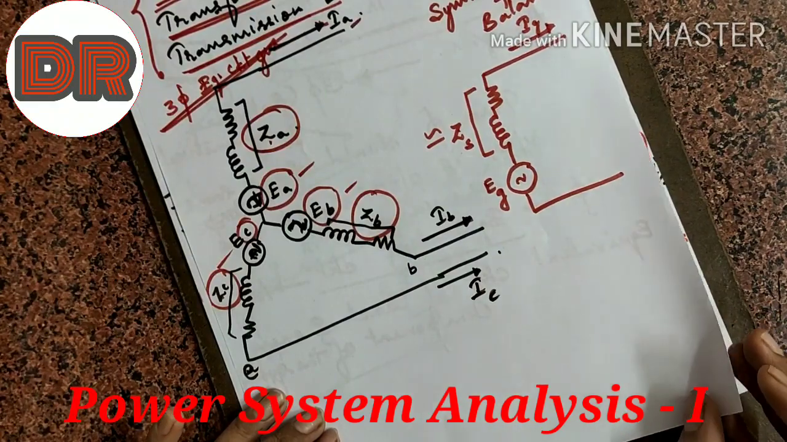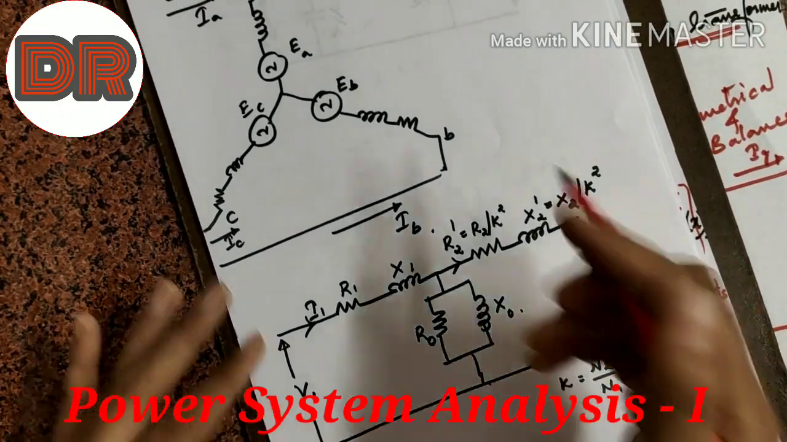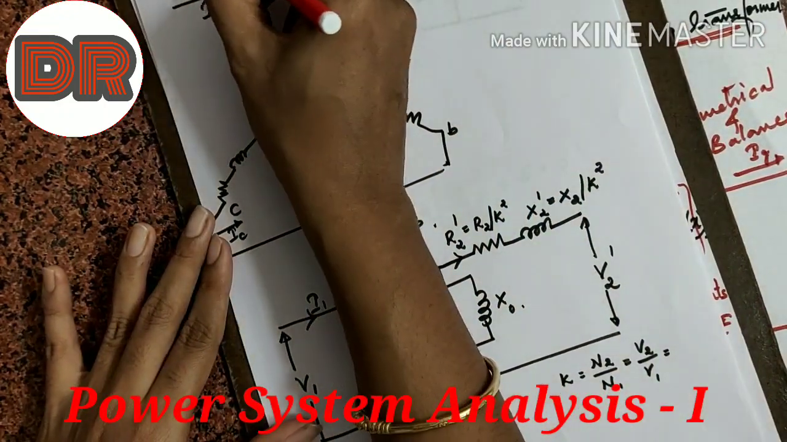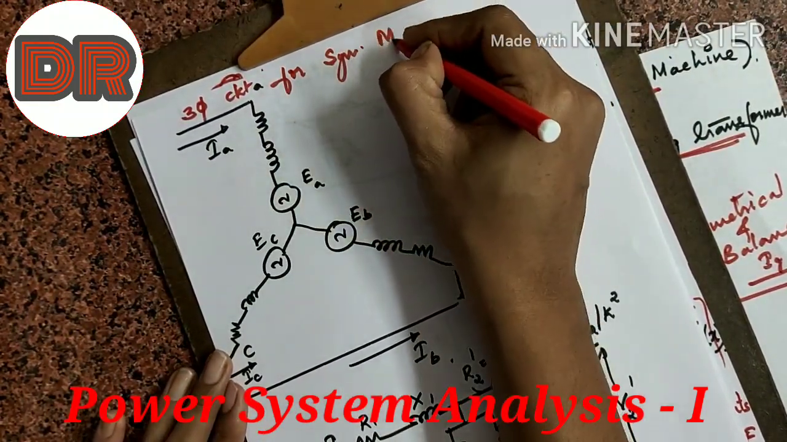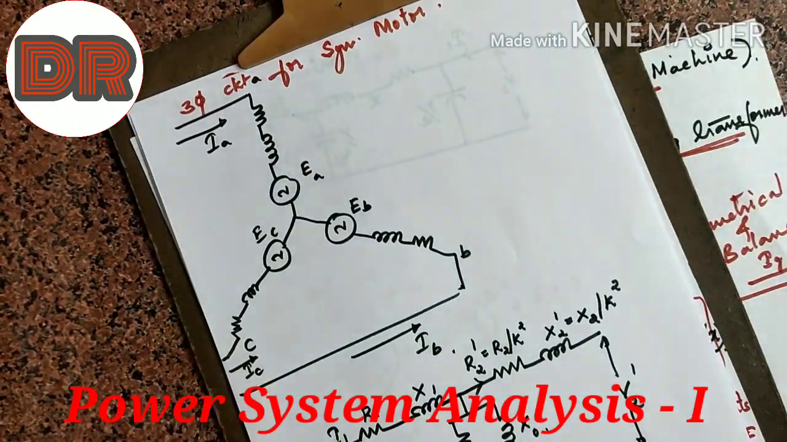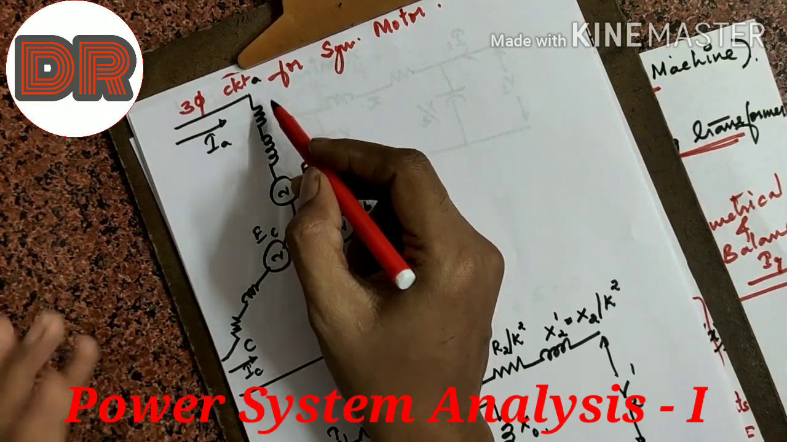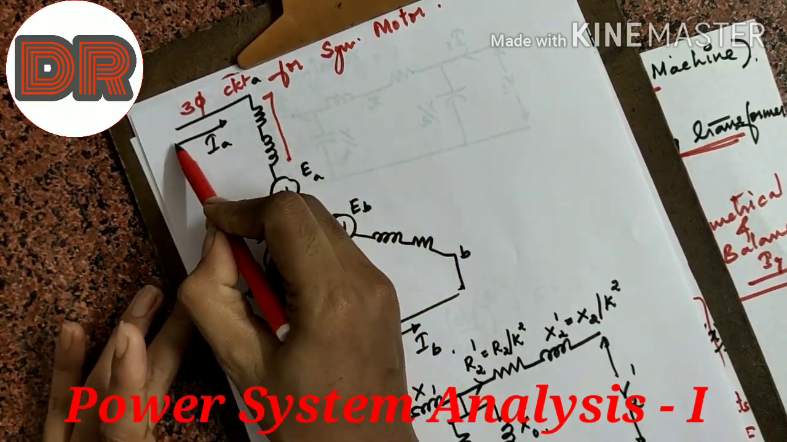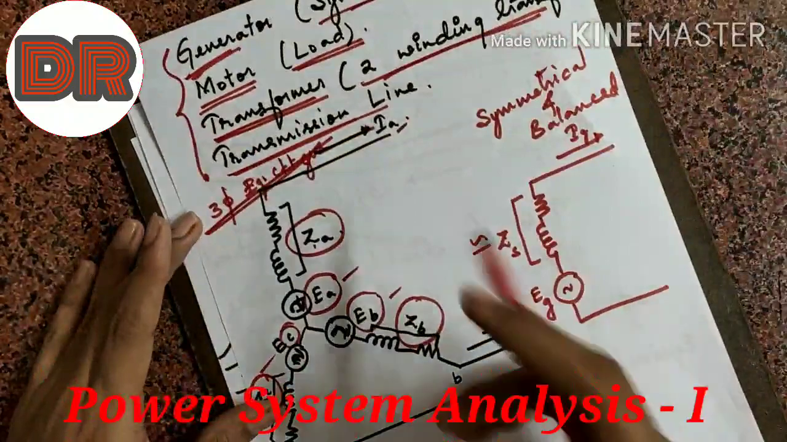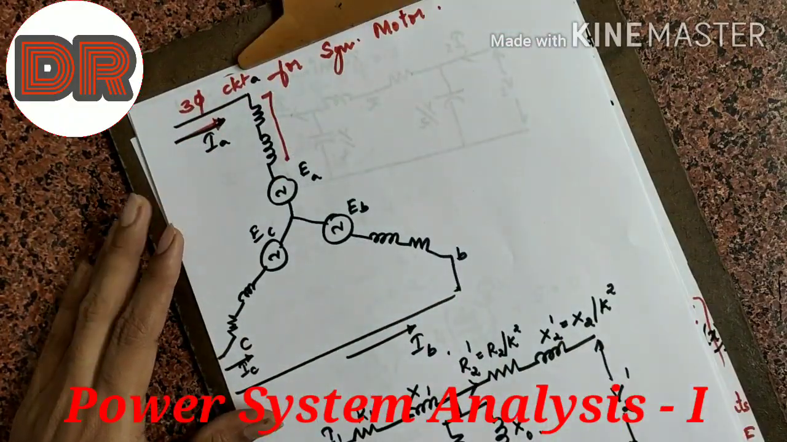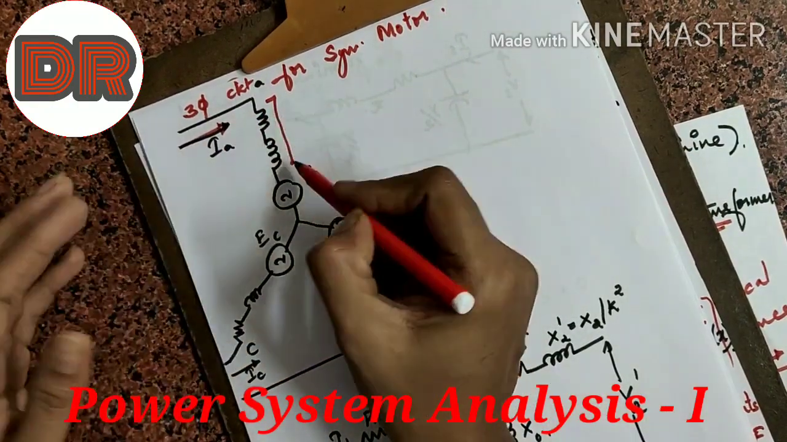Next, let us see the single phase equivalent circuit of the motor. I have written it here. This is actually a three phase circuit for a synchronous motor. The basic difference between the generator circuit and the synchronous motor circuit is that current comes into the motor circuit and goes away from the generator circuit. Since it is a motor circuit, I have written current coming into the motor circuit. Otherwise, it is the same as the generator circuit.